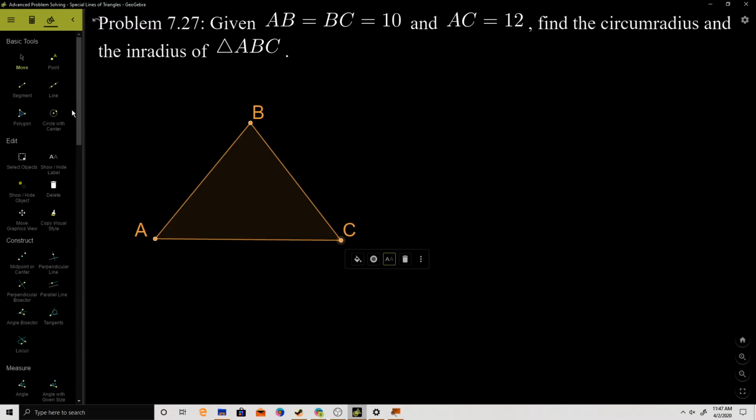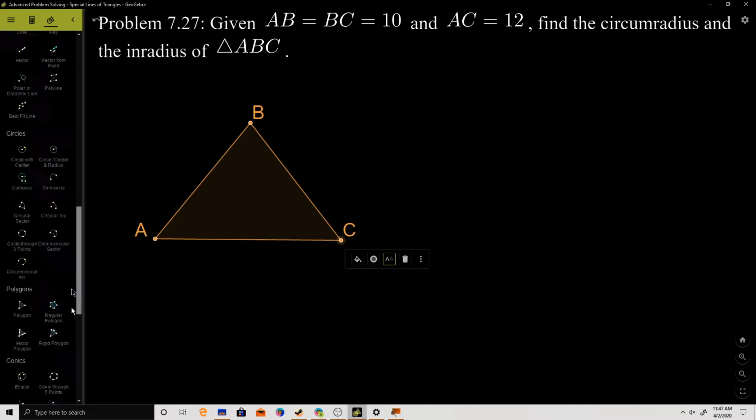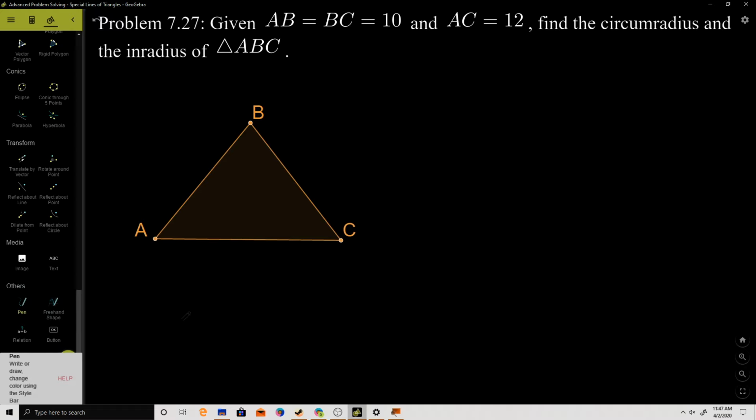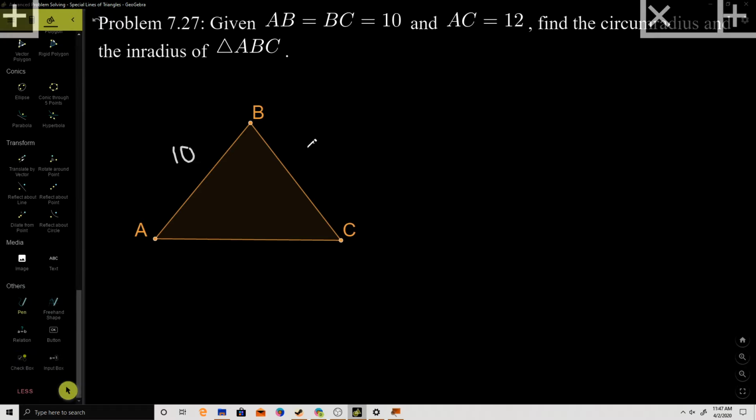Now we know the measurements are that AB is 10, BC is 10, and AC is 12. We have a nice isosceles triangle, which means that these two angles are the same. Now it wants us to find the circumradius and the inradius. I think the easiest one to find would probably be the inradius. How do I know that?